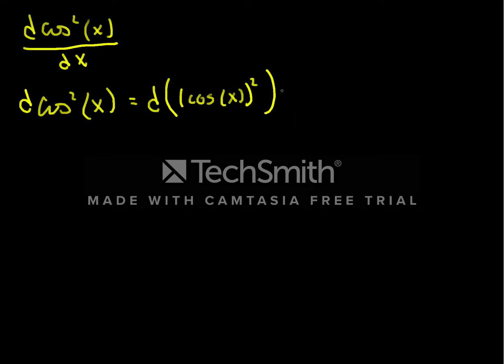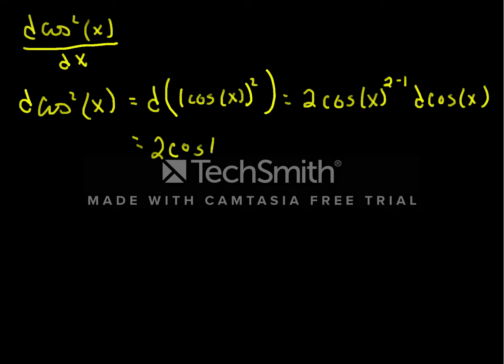So this is equal to 2 times the base cosine of x raised to the exponent minus 1. Well, that's 2 minus 1, but I'll write it here, 2 minus 1, times the differential of cosine of x. And that's equal to 2 times cosine of x times, and the differential of cosine is minus sine of x dx.